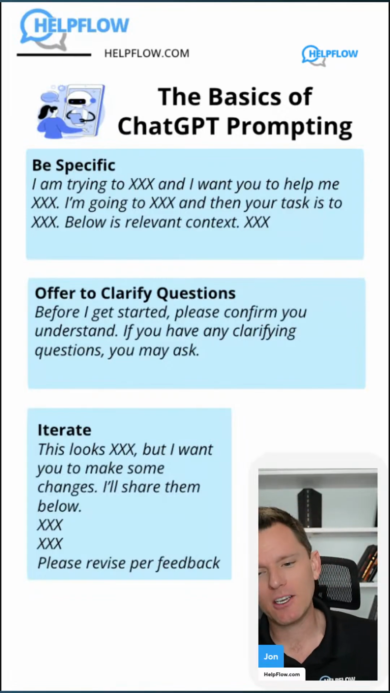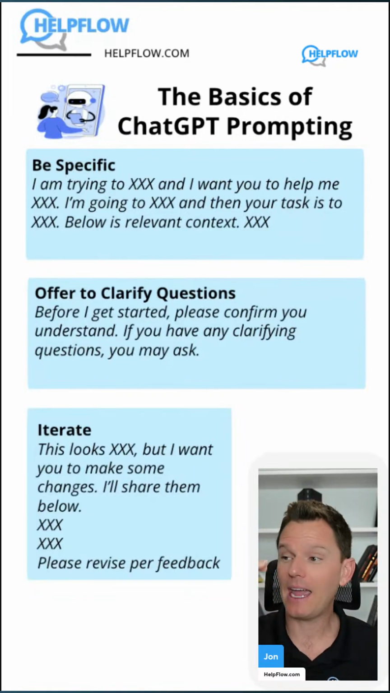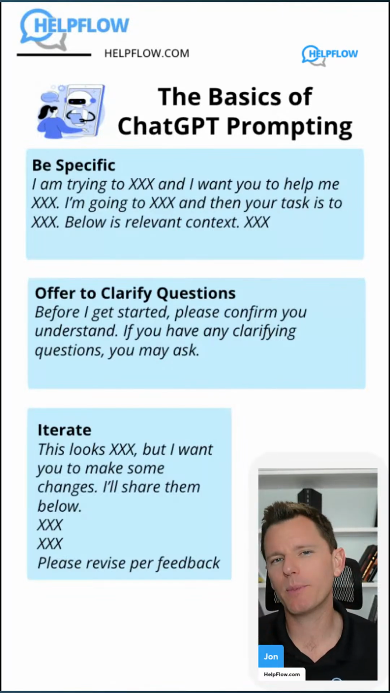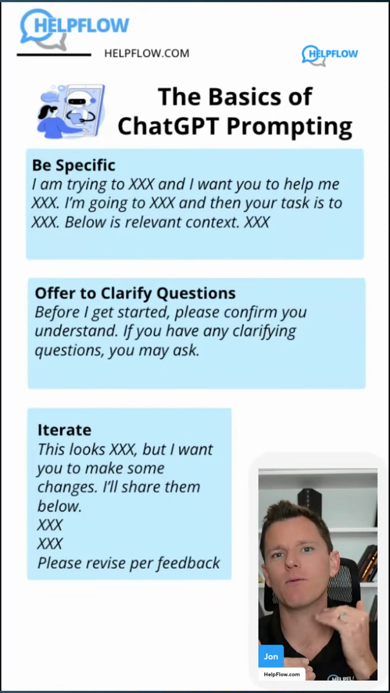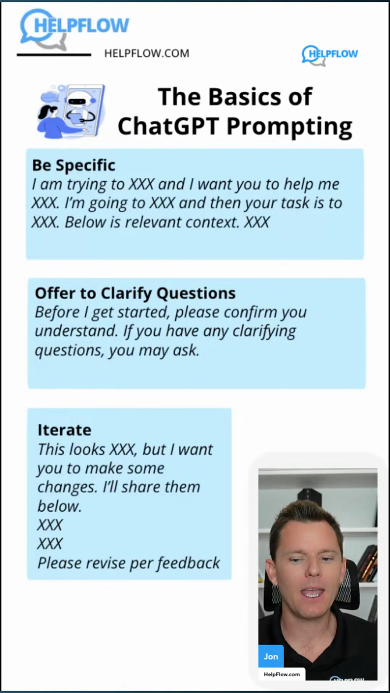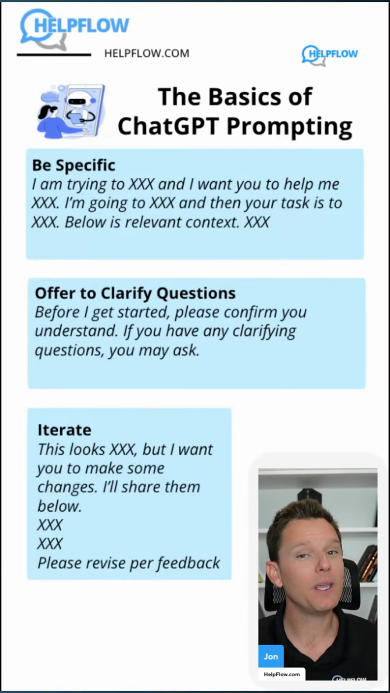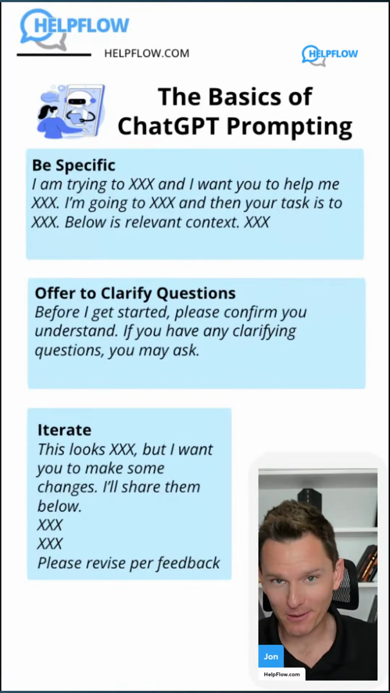I want you to make some changes. I'll share them below. And then just dump the changes. I'm not going to try to make up examples of those changes, but just dump lines of changes of what you want done differently, and then say, please revise according to my feedback. Again, you're being specific. You're giving it feedback on how it did, and then you're asking it to revise.